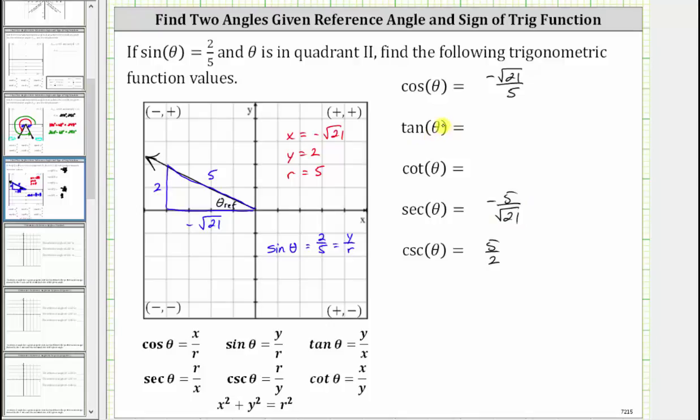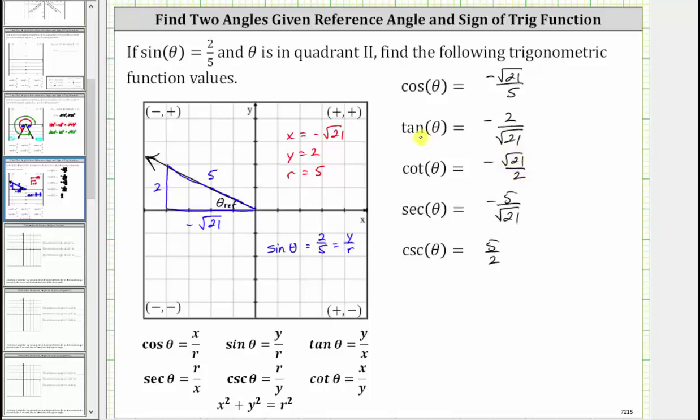And now let's find the tangent function value and the cotangent function value. Tangent theta is equal to y divided by x, and therefore tangent theta is equal to 2 divided by negative square root 21, or just negative 2 over square root 21. Or using the reference triangle, we would have the ratio of the opposite side to the adjacent side, which still gives us negative 2 divided by square root 21. And then the cotangent function value is equal to the reciprocal of the tangent function value, and therefore the cotangent function value is equal to negative square root 21 divided by 2.